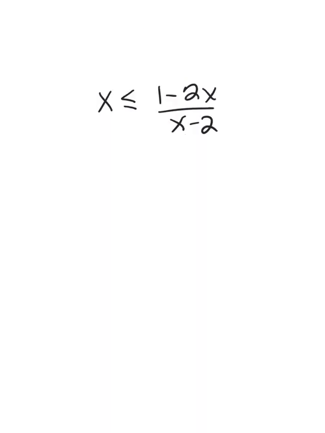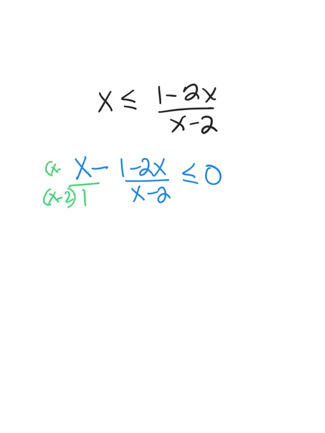Now this is a rational inequality because it has a variable in the denominator and you cannot cross multiply. So again, as in the other case, you want to set everything to be less than or equal to 0. So bring everything over to one side. So I'm going to find a common denominator here on the left. So I'm going to multiply top and bottom by x minus 2. Okay, so I now have a common denominator of x minus 2.